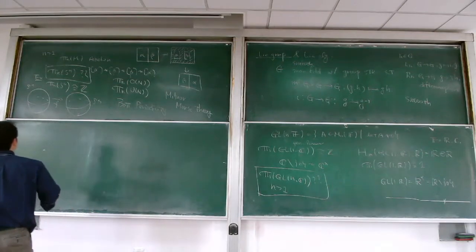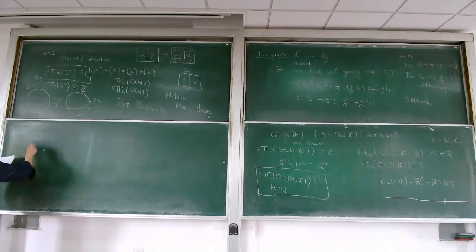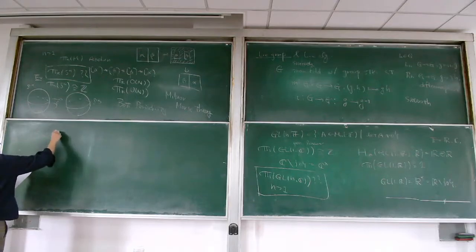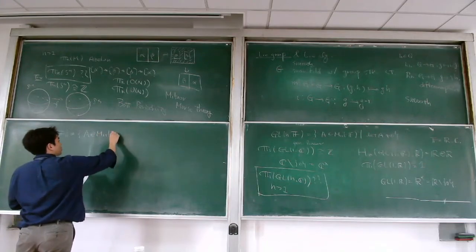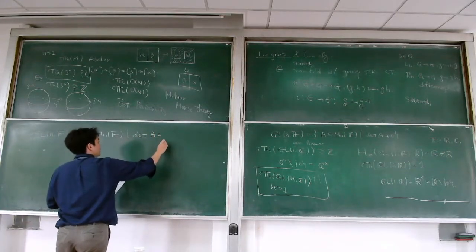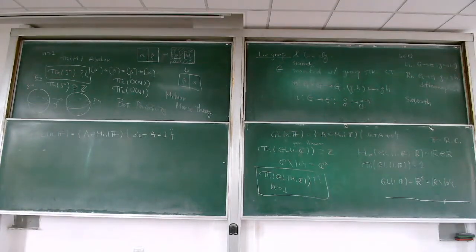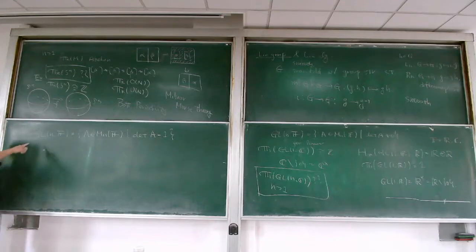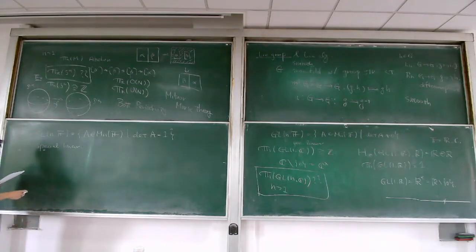So what are the fundamental groups of S? Sorry. Anyway, let me move on. So SL is the set of matrices such that the determinant of A is equal to 1. What does SL stand for? Special linear.